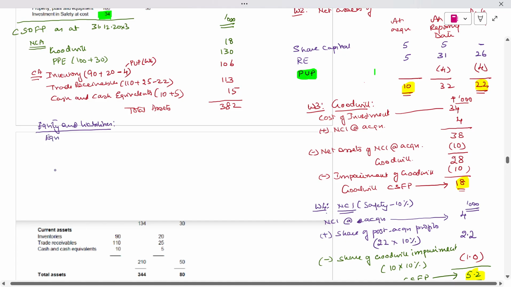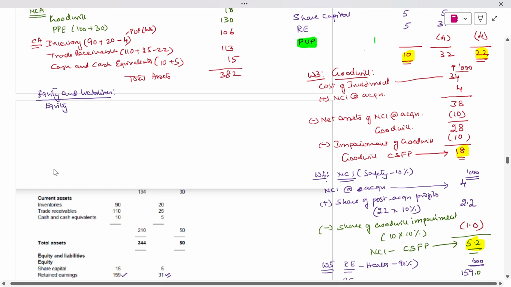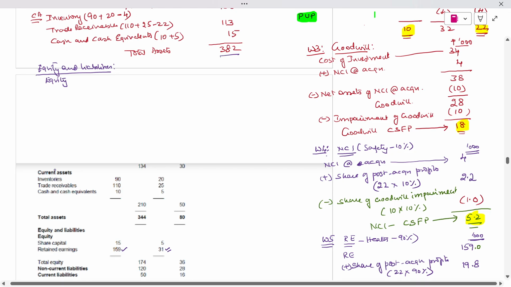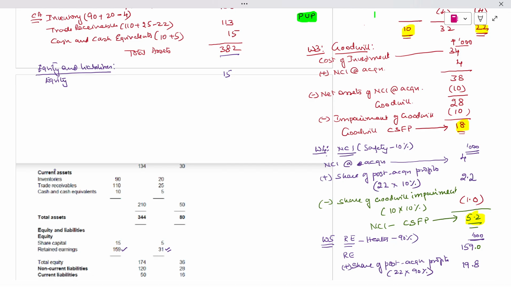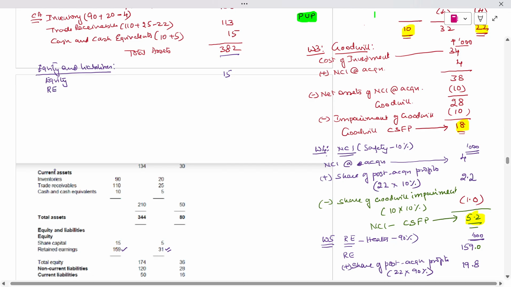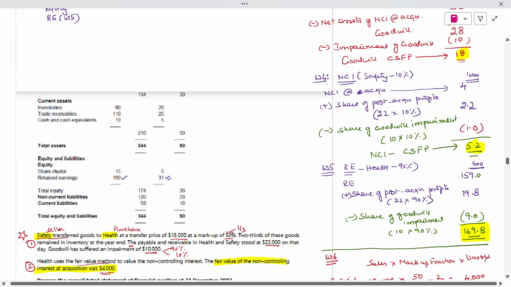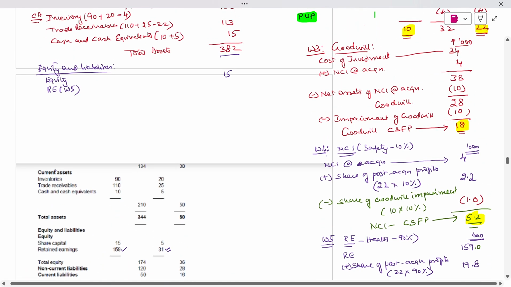How much is the equity? Check. Equity: we have to take only the equity of the parent company. Okay, you have to take the equity of only the parent company. Next, what do we have to take? Retained earnings. Is it right? How much is the retained earnings? 150, we have calculated now. What is the retained earnings? 169.8. Yes.